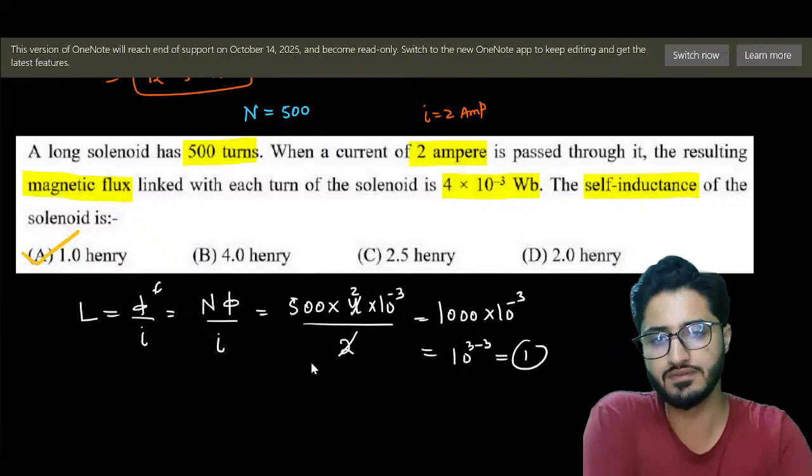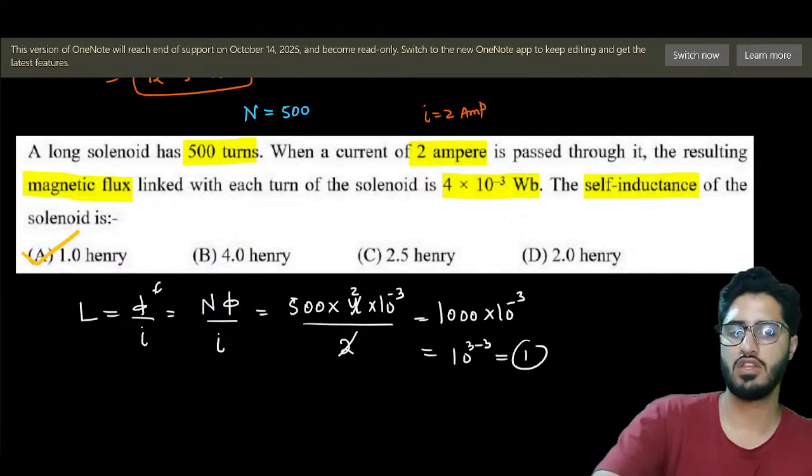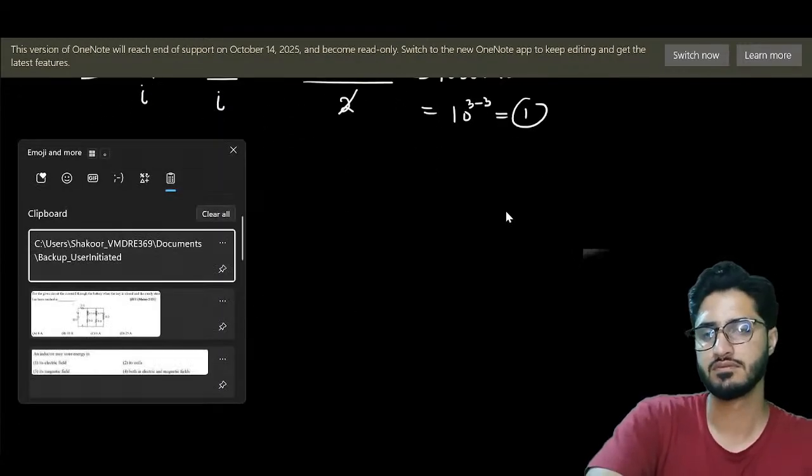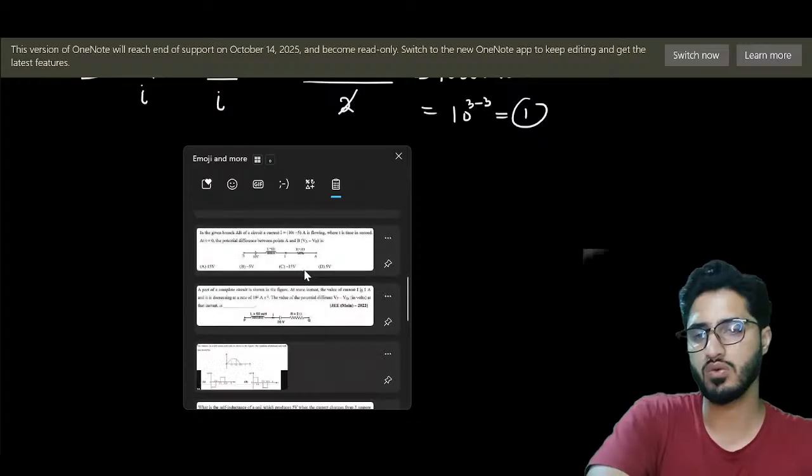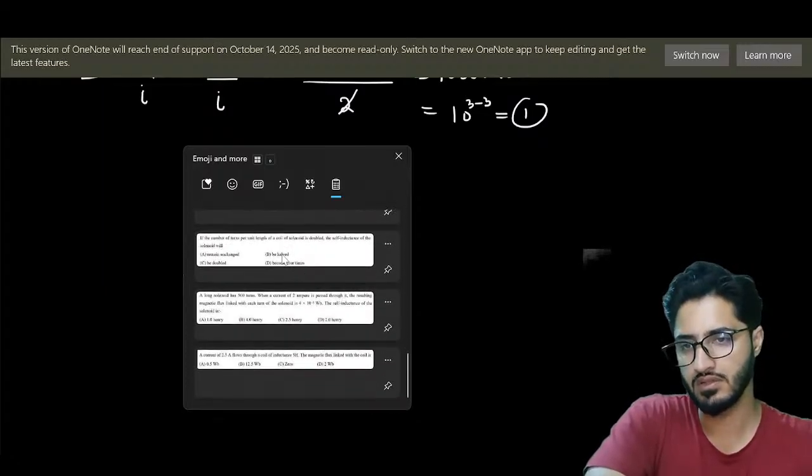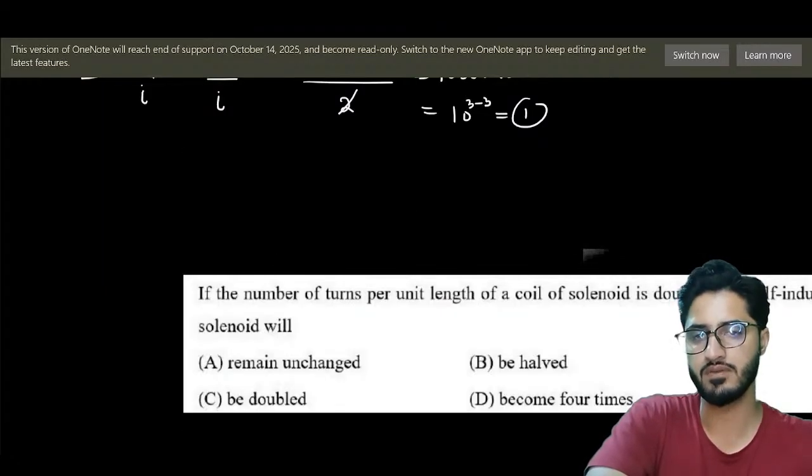Easy or super easy? Now, next numerical. Okay, this one.